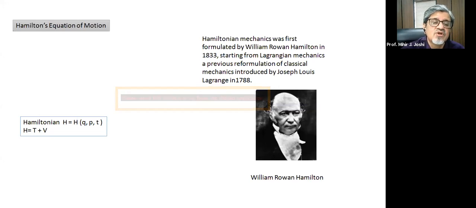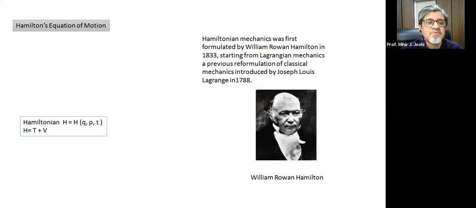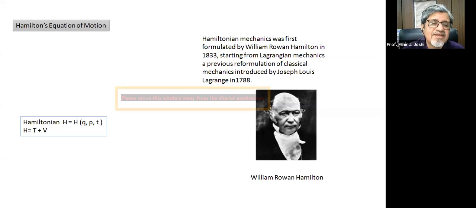H is a function of Q, P, and T. Now phase space comes here. In the Lagrangian equation, it was Q, Q dot, and T. Here, the Hamiltonian is a function of Q, P, and T. Now, Q dot is not there, only P is there. And that is why it is very easy and suitable to use the phase space concept, because we have a Q, we have a P, and we can represent this by a phase space.